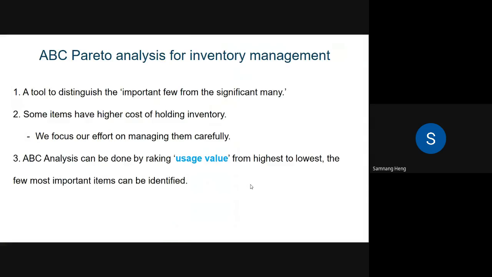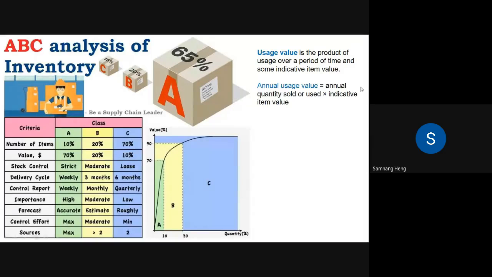So does everyone understand the ABC model, ABC analysis, like what is usage value? So usage value is, the definition is, the product of usage over a period of time and some indicated item value. The formula is easy. When we calculate the usage value, they usually calculate by month or annually. So just take the amount of the item sold per year or per month and multiply by the value. So you find how much the company makes from that item.